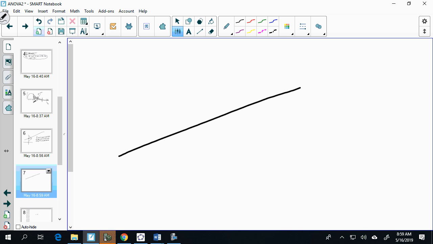There's my prediction line. And for any given x value, I can make a prediction. I predict the y is going to be that. Well, that's handy. But how good is that prediction going to be?